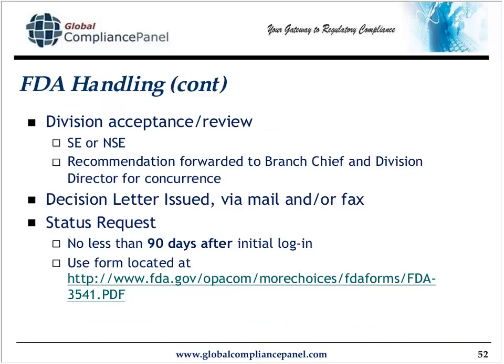Then they perform their review, and they either determine that you're substantially equivalent or not substantially equivalent, and they send their recommendation, which is always agreed with, to the branch chief and the division director for concurrence. They send you your decision letter via email or fax. I've gotten it any or all of those ways.